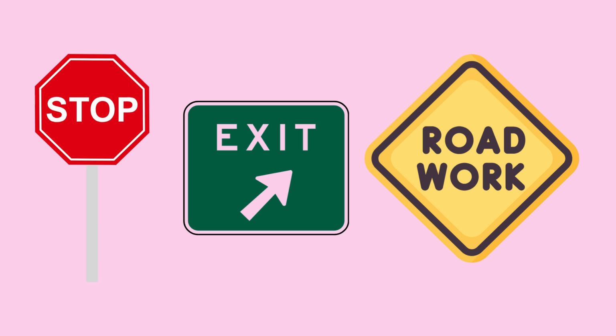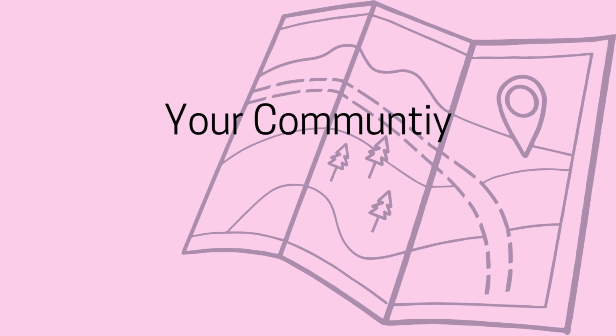And then we're going to talk about some signs that we can see, and we can see a stop sign, which is like an octagon. An exit sign is like a rectangle, and a roadwork sign is like a diamond. And then my challenge to you is, when you're going home, to look out the window in your car and look for all the different shapes that you can see in your community as you're driving home.